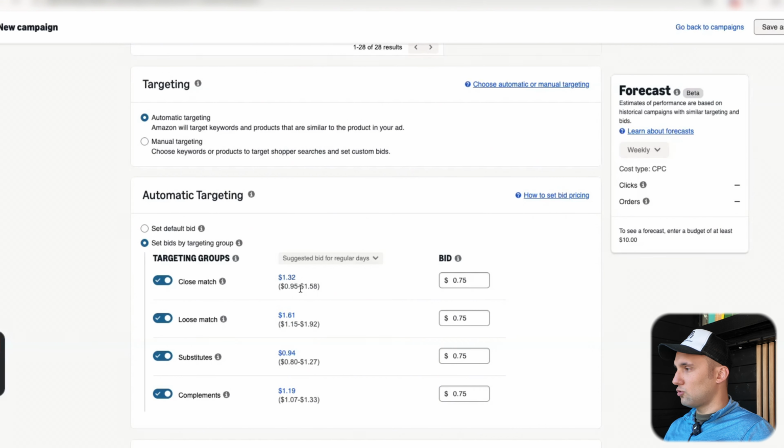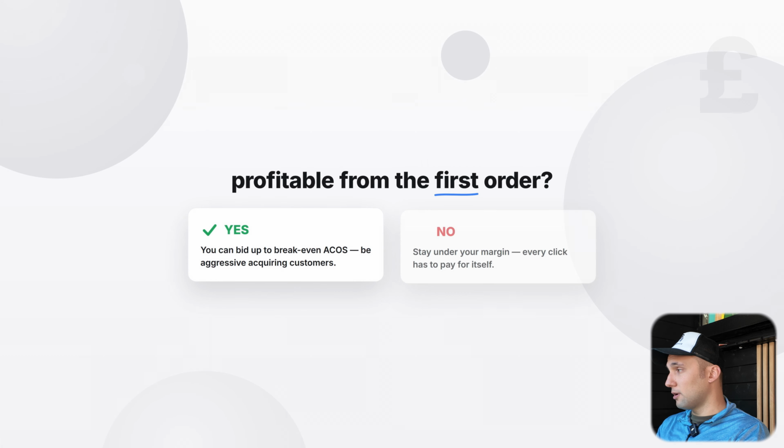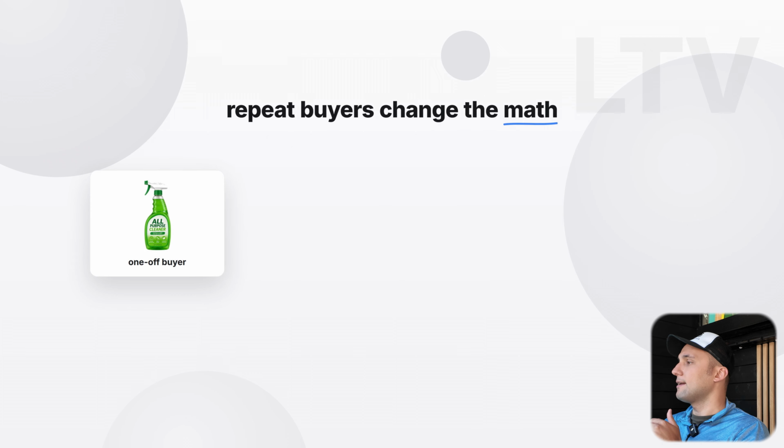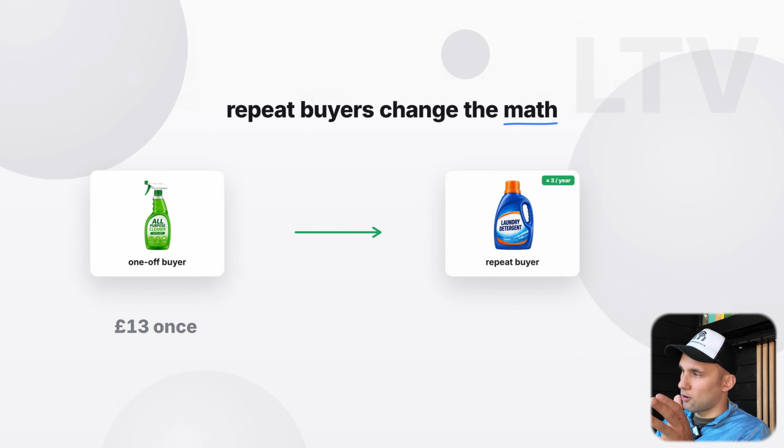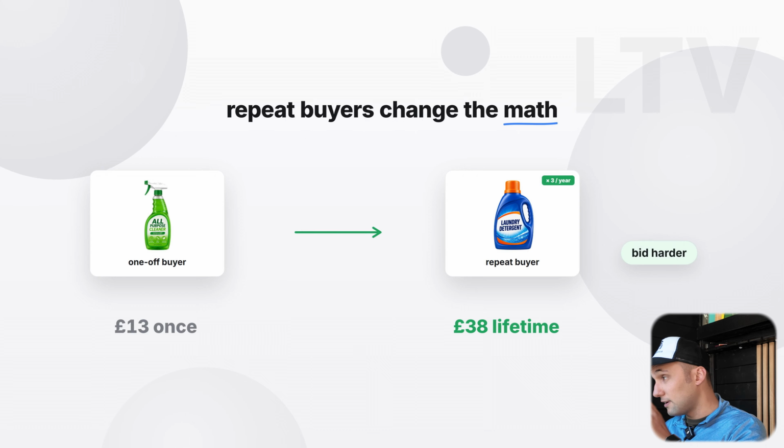Also, it's very dependent on what category you're in. If you're a one-off product, you need to be profitable from the first order. When it's something like a supplement, you can be more aggressive in acquiring customers, whereas with one-off products, you cannot be as aggressive. Ideally, you're profitable on the first product on all categories.